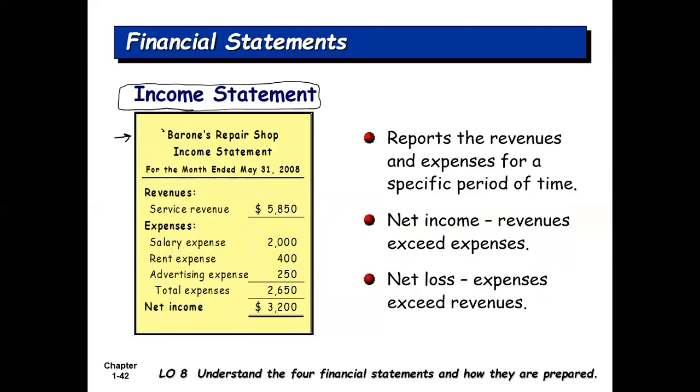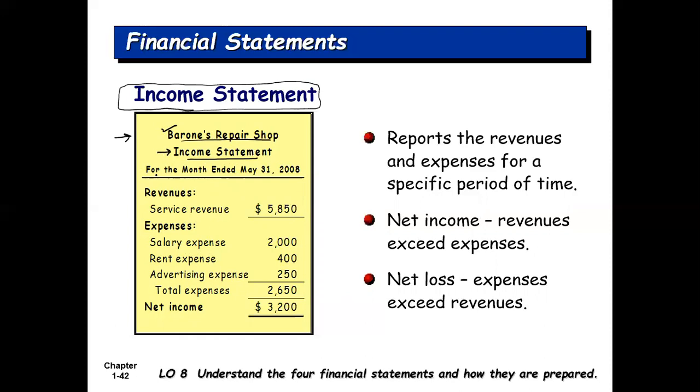In the very first line, you will use the name of the business. So Baron's Repair Shop is the name of the business. You will always write the name of the business in the very first line. Then you will write down the name of the statement that you want to prepare: income statement, balance sheet, cash flow statement, owner's equity statement, whatever statement you want to prepare. The second line would be the name of the statement.